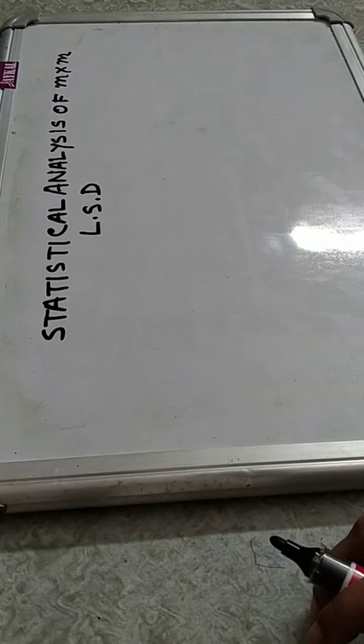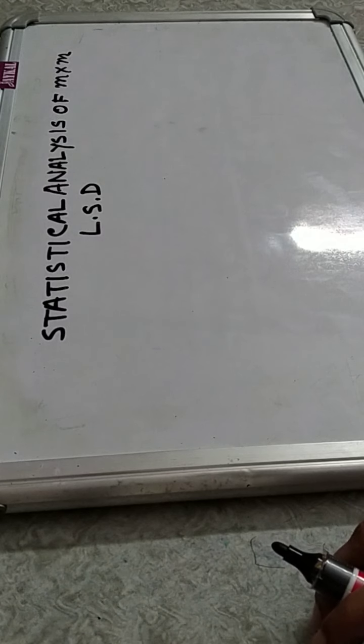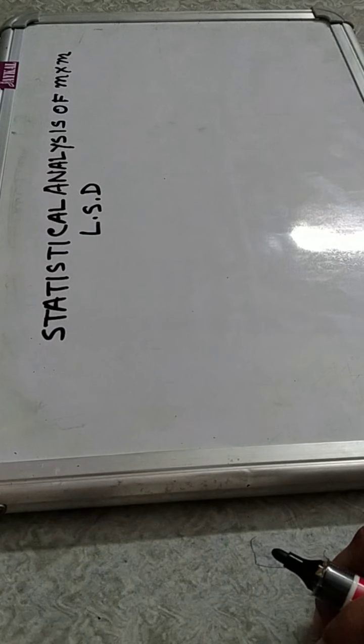My dear students, today I am going to teach you the second part of Latin square design. This is statistical analysis of m by m Latin square design for one observation per experimental unit.